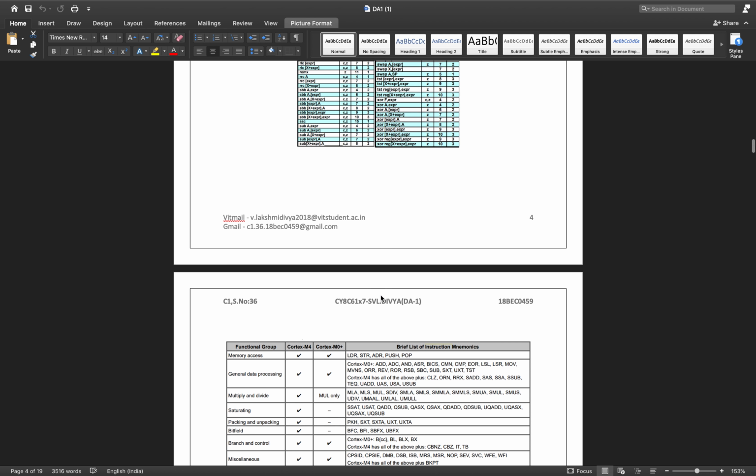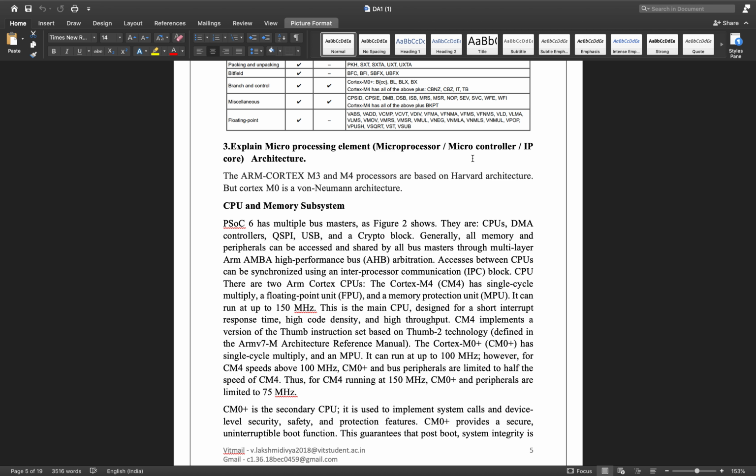Now coming to the architecture of the microcontroller. As I said before, the PSoC 6 microcontroller contains a dual CPU architecture with both CPUs on a single chip. It has Cortex M4, which is used for higher performance tasks, and Cortex M0 Plus for low power tasks. ARM Cortex M4 processors are based on Harvard architecture, but Cortex M0 is based on Von Neumann architecture.